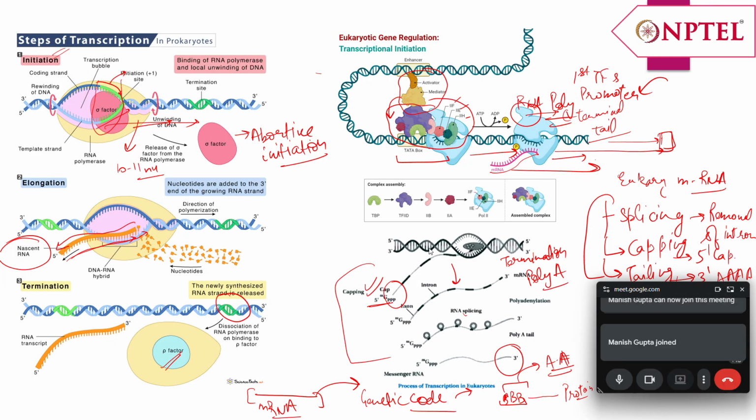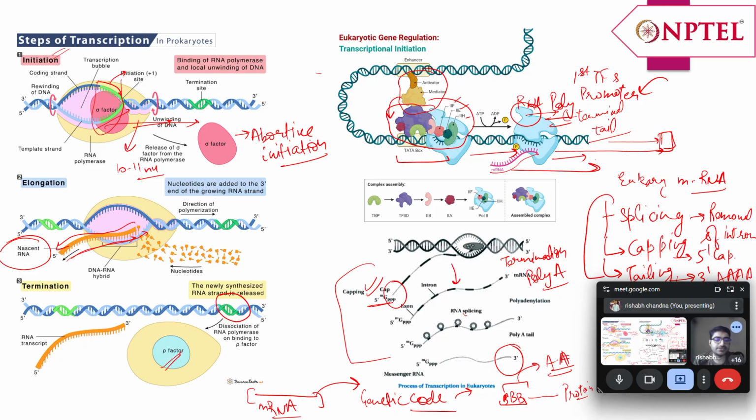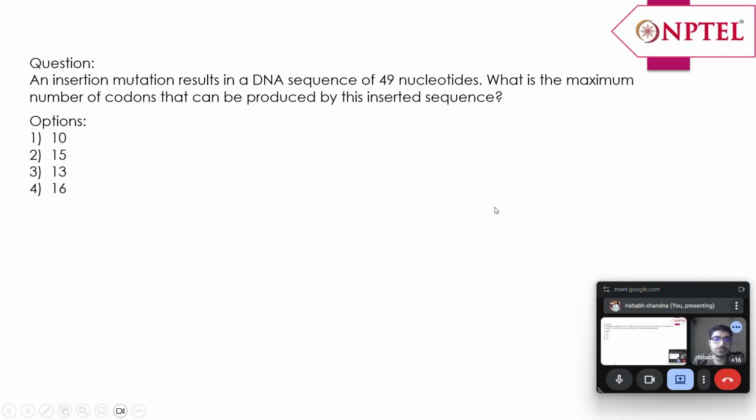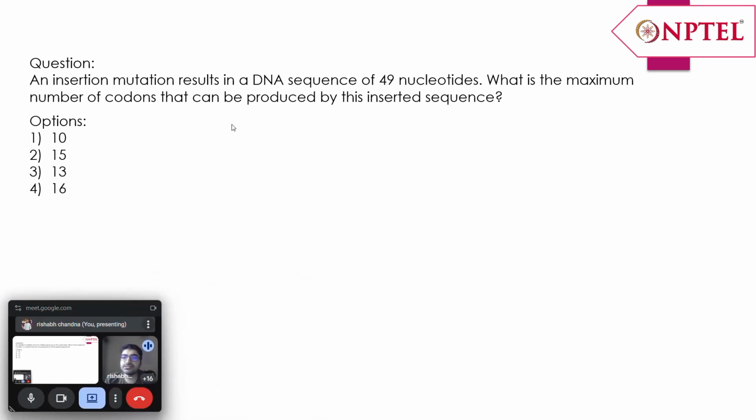So now we'll be starting with the genetic code and the translation. Okay, so an insertion mutation results in a DNA sequence of 49 nucleotides. So what is the maximum number of codons that can be produced by this inserted sequence? D 30. Okay, any more answers?